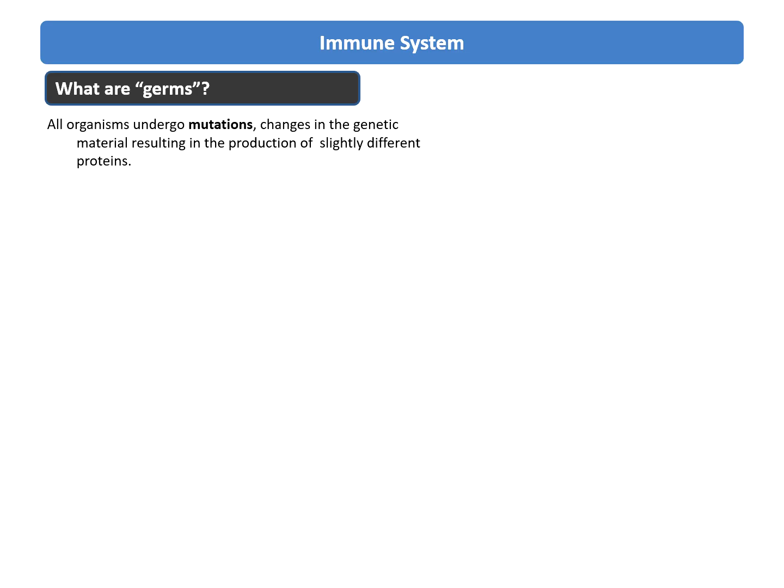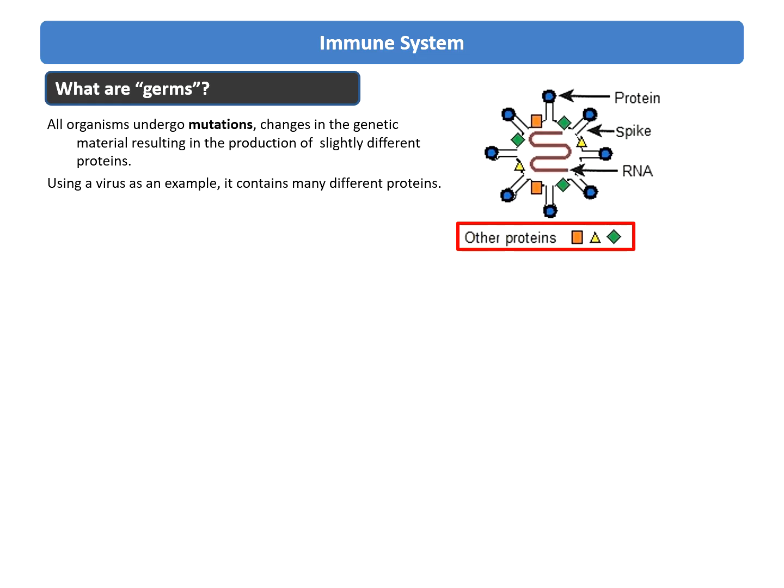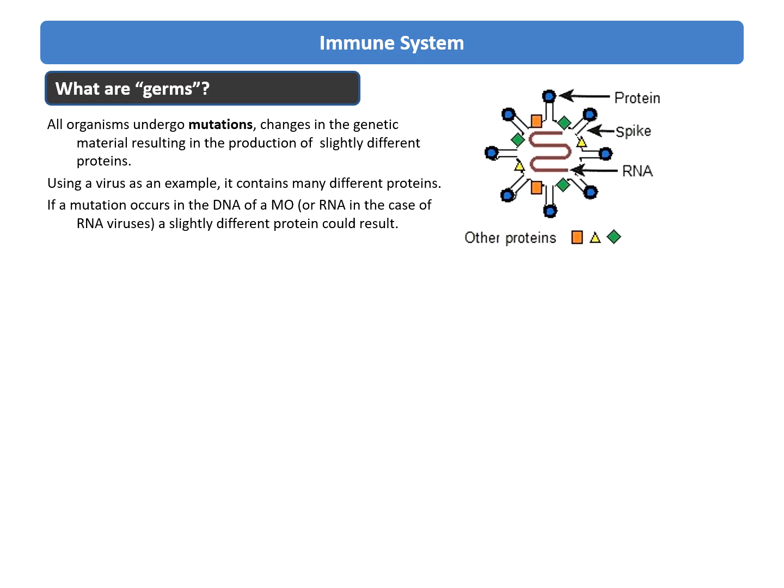Organisms undergo mutations, that is, changes in the genetic material, resulting in the production of slightly different proteins. Using a virus as an example, it contains many different proteins. In this example, the square, the triangle, and the green diamond are proteins. If a mutation occurs in the DNA of a microorganism, or RNA in the case of an RNA virus, a slightly different protein would result.